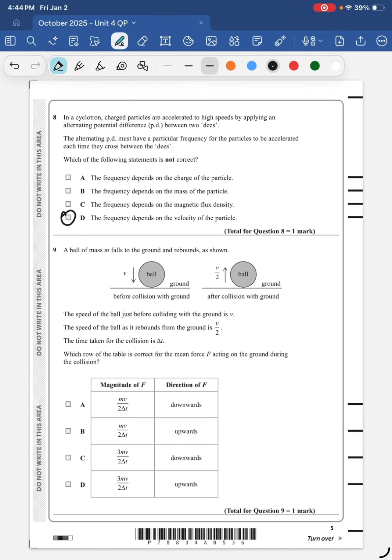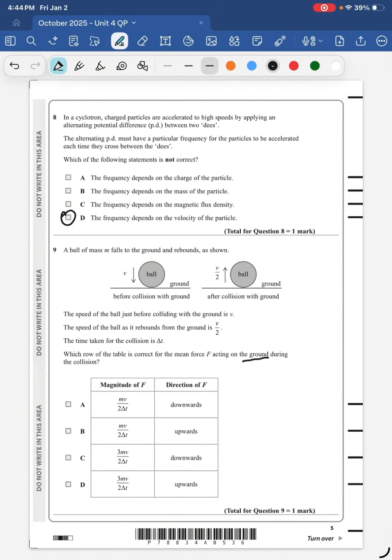All right, question 9. A ball of mass m falls to the ground and rebounds as shown. The speed of the ball just before colliding with the ground is v. The speed of the ball as it rebounds from the ground is v over 2. The time taken for the collision is delta t. Which row of the table is correct for the mean force acting on the ground during the collision? So they are asking us for the force on the ground, okay? Not the ball. That's a trick.